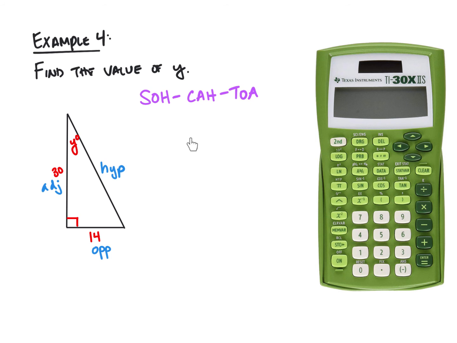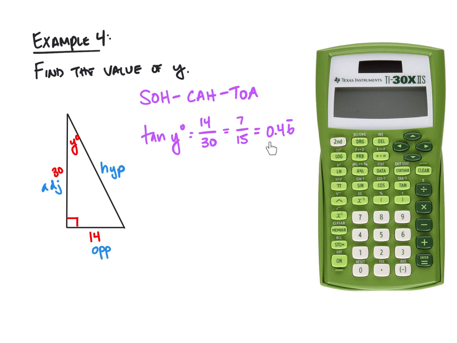How about tangent? Tangent would be opposite divided by adjacent, and I know both of those values. So I have a fingerprint for this y degree angle. I have its tangent fingerprint. Let me write out what I mean. I know that the tangent of my y degree angle is 14 divided by 30. 14 divided by 30, we could look at that as 7 over 15, or we could look at that as being 0.46 repeating if I turned it into a decimal.